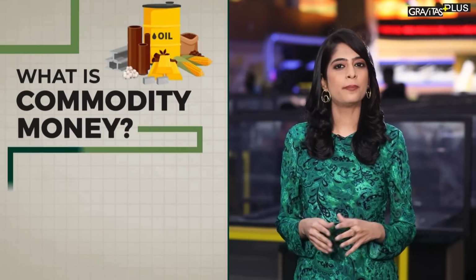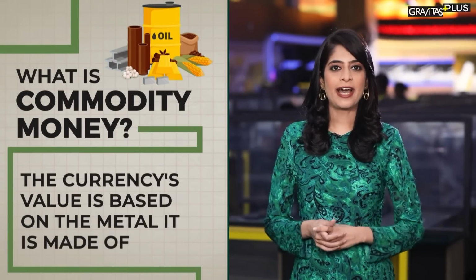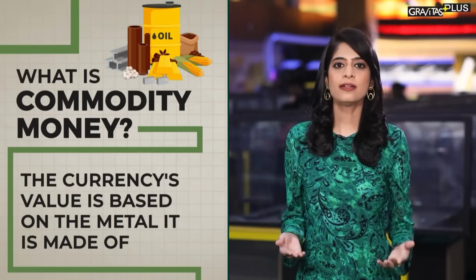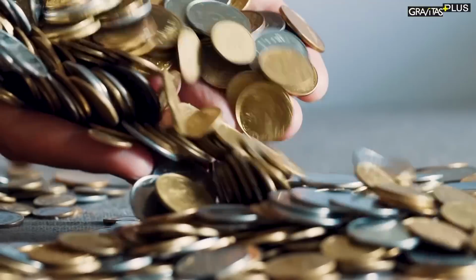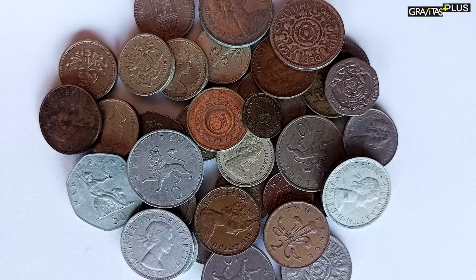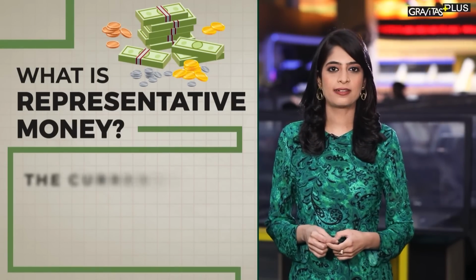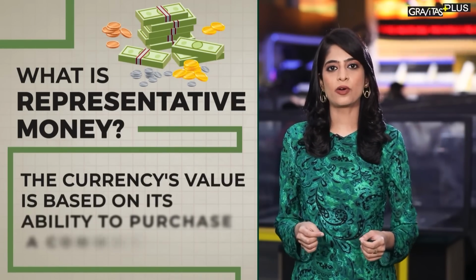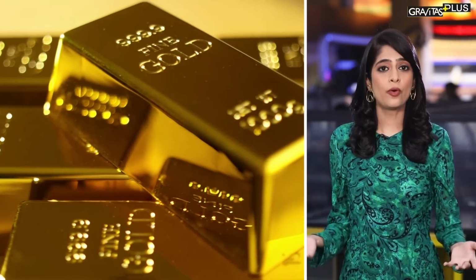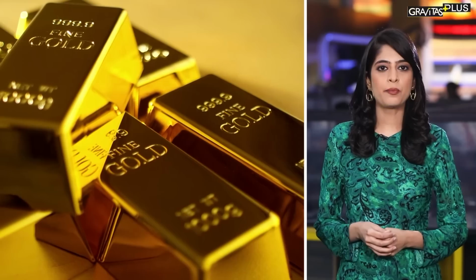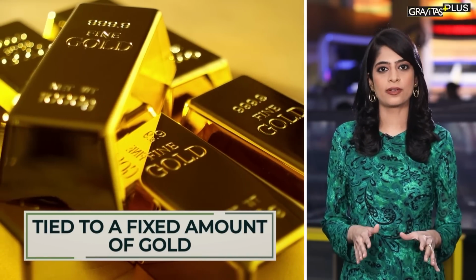People started using commodity money. Their value varied depending on the metal that they were made of. Gold coins were most valuable, silver less valuable, bronze lesser still. Then came representative money. Its value was decided based on its ability to purchase a certain physical commodity, you know, like gold. Each country's currency was tied to a fixed amount of gold.